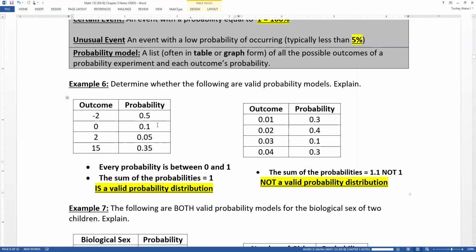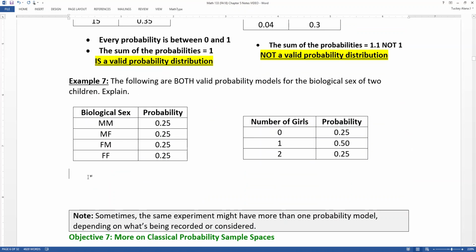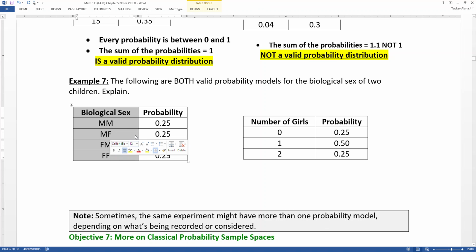But I don't want you to think that there's only one way to write a probability model. That can get a little dicey. So this next example is just to show you that you can write the same probability experiment a couple different ways depending on what you're interested in. So in this particular example, I've got the biological sexes of two children. So I have their biological sex here, MM, MF, FM, FF, so on. And I have the probabilities associated with each.